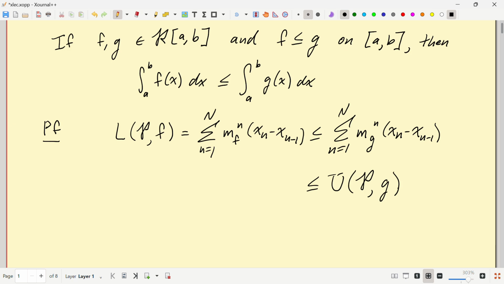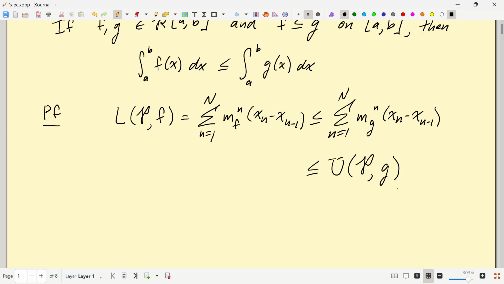We can choose a sequence of partitions so that those lower sums of f head up to the integral value, and then we can choose one for g too that goes down to the integral of g. So we take P1 and P2, and then we take their union and squeeze it even more. Anyway, it's not a hard thing to show from the basic facts we've been doing.